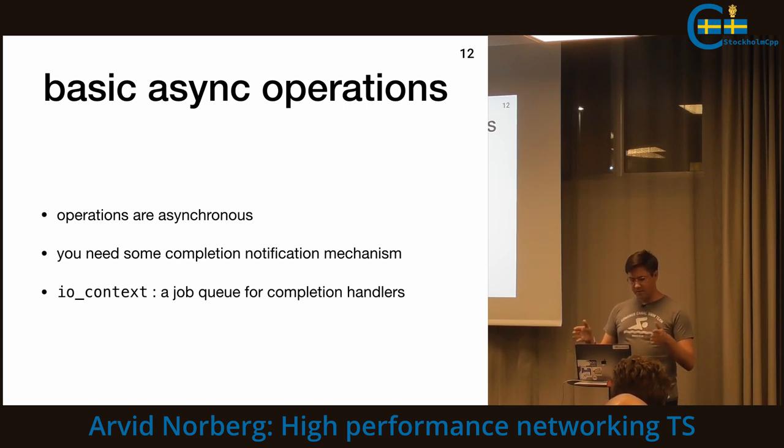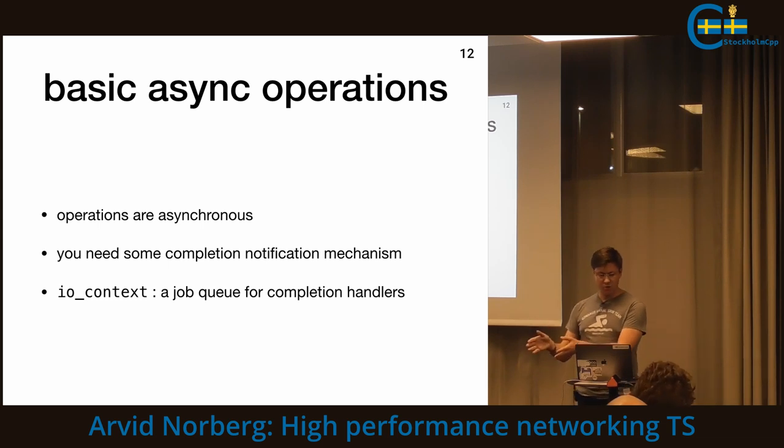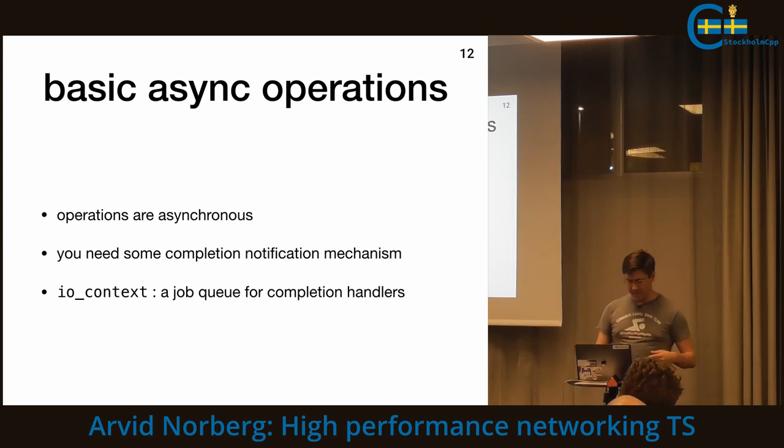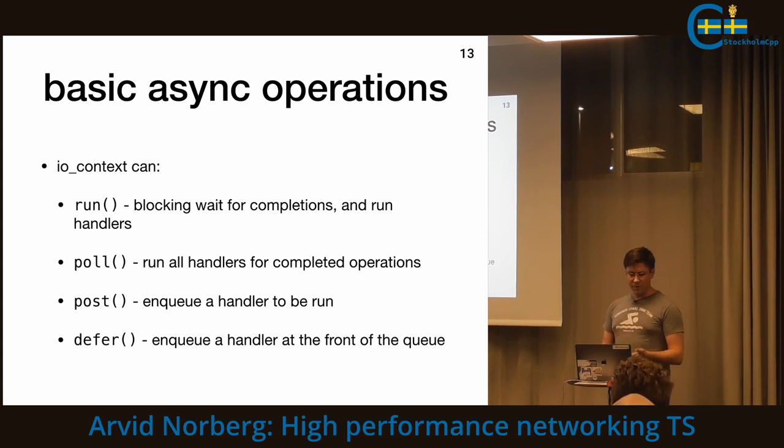A completion handler is a function object. So a function object, in case someone isn't familiar, is just an instance of a class that implements the call operator. So you can put that into the job queue, and it will be called. The fundamental operations on an IO context: you can run it, and that's basically waiting for new work, new handlers to be run, and then running them, and then waiting for more handlers to be run. You can poll, which is sort of like run, but you just run whatever is queued up right now. You don't wait, so it's not blocking.